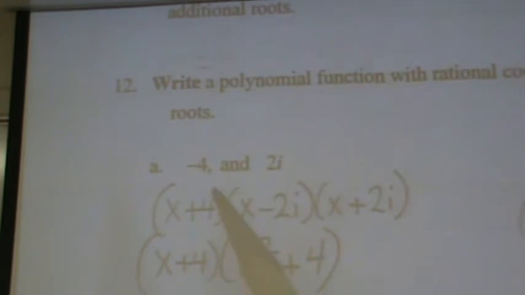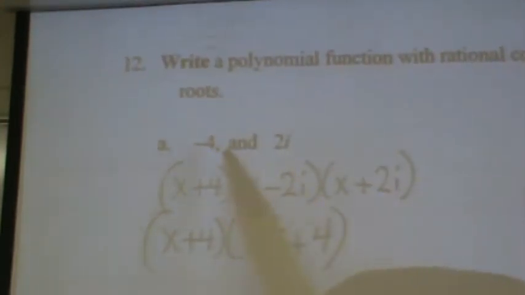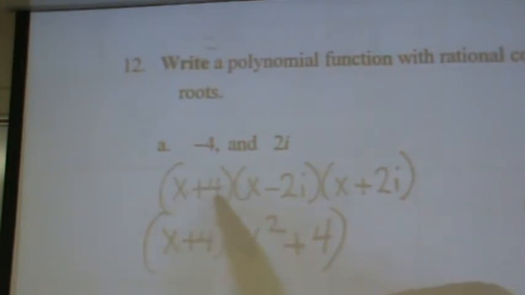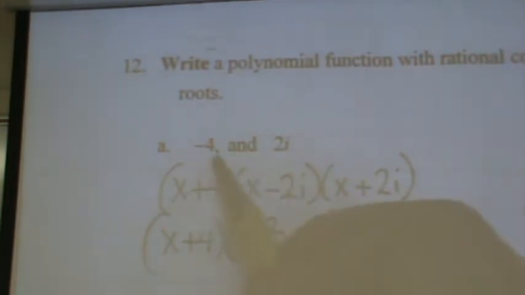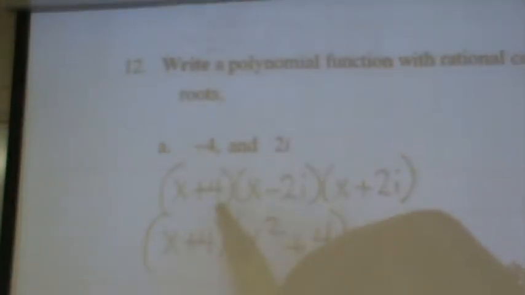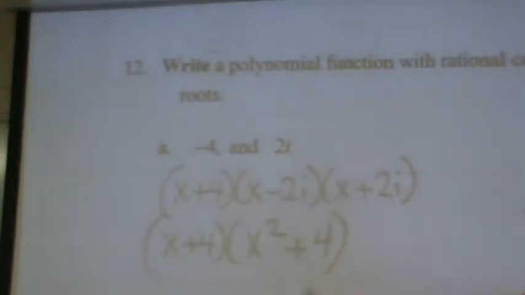Okay, if I give you -4, they want you to write a polynomial. So if 4 is a 0, so is -4. Or, I'm sorry, if -4 is a 0, you write x plus 4. If 2i is a 0, you're going to write x minus 2i and x plus 2i. And then what you have to do is factor this out.